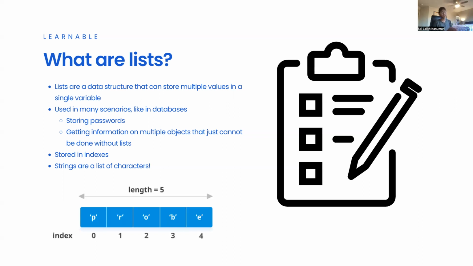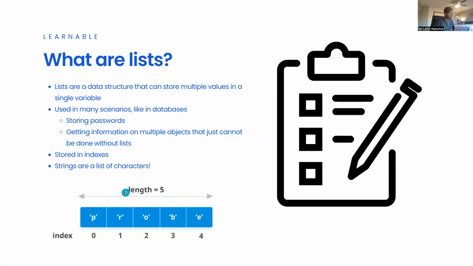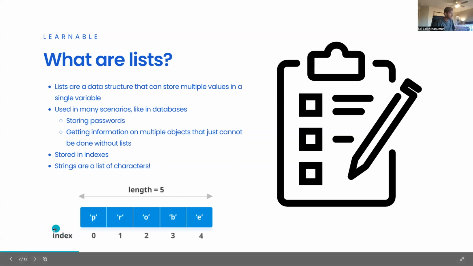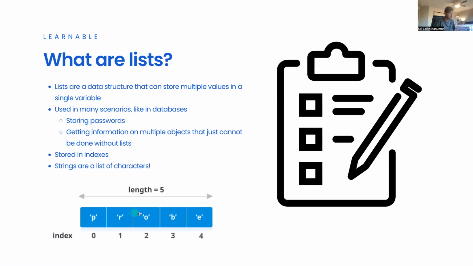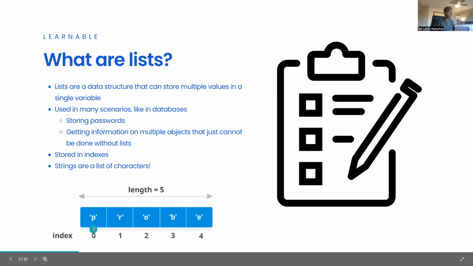So you may be wondering, what exactly are these? If you look at the thing in the bottom, this entire list has a length of 5, and this is the index. So if we have the string probe, for example, list index starts from 0. So it's 0, 1, 2, 3, 4.